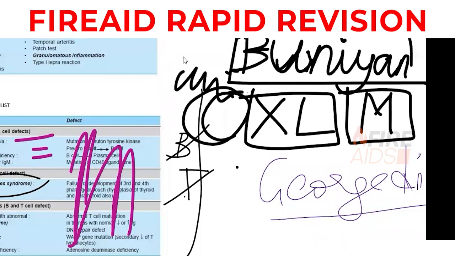Okay. Next is combined B cell and T cell defect. The other syndromes: Nezelof syndrome, ataxia telangiectasia, Wiskott-Aldrich syndrome, severe combined immunodeficiency. If you rule out this bunyan and this George, anything else is going to be combined immunodeficiency. So XL and M are common in bunyan. So B cell: common, XL and M, IgM. X-linked agammaglobulinemia, hyper IgM, and common variable immunodeficiency.